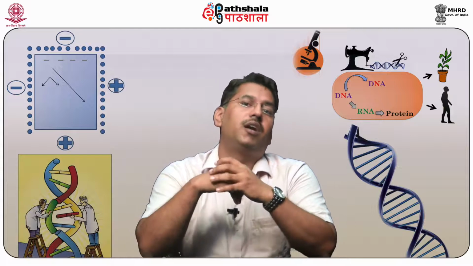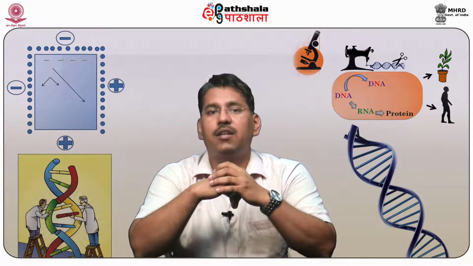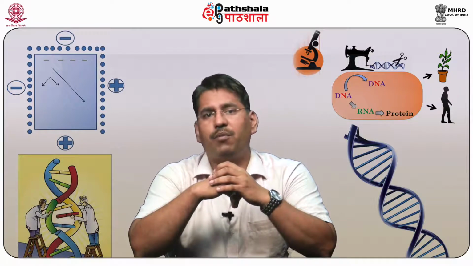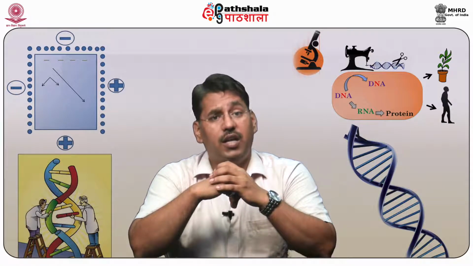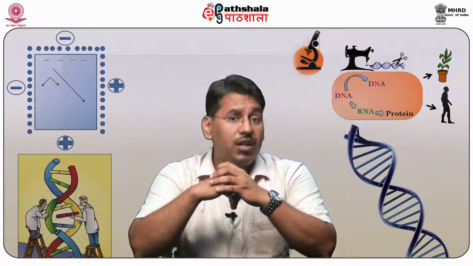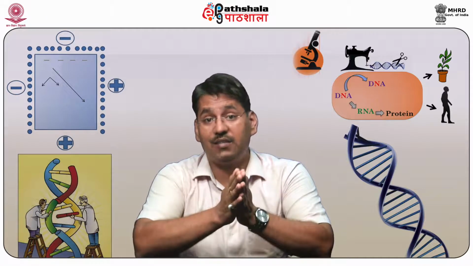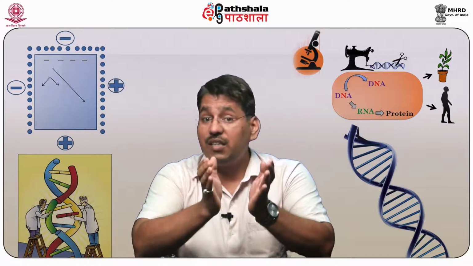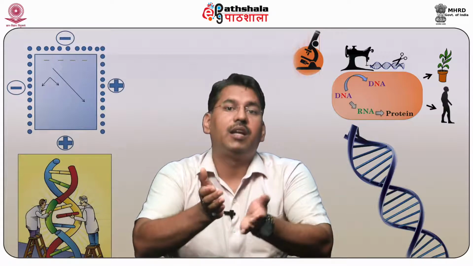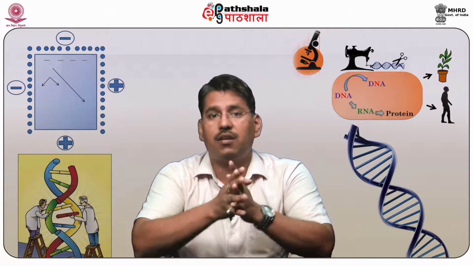OriC is a 245 base pair DNA sequence that acts as the binding site for a number of proteins, namely DnaA, DnaB, and DnaC protein. The binding of these proteins promotes the melting or opening of the DNA helix, a process that is essential so that the DNA replicating enzymes can read the base sequences.